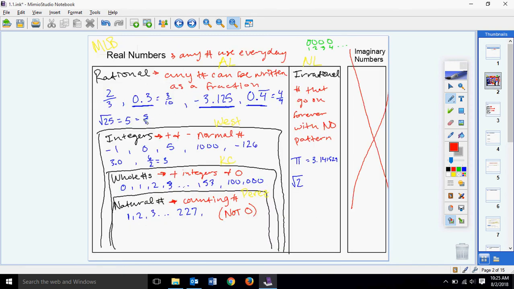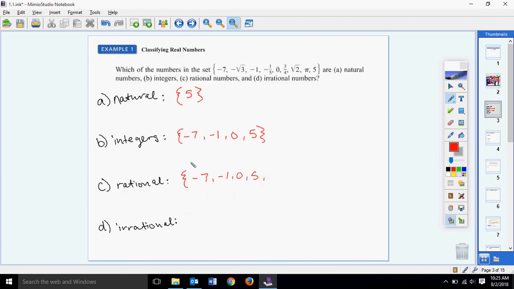Those are rational numbers. Remember, they're part of the American League. It's the people in the West Conference, like Perez. They're still part of the American League. Okay, so let's look at our other numbers.